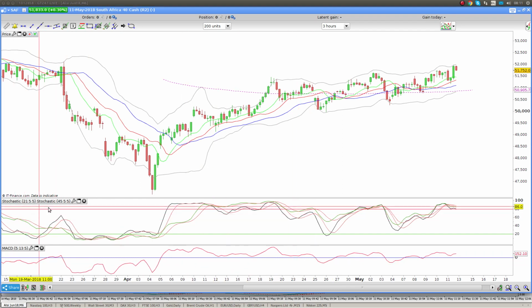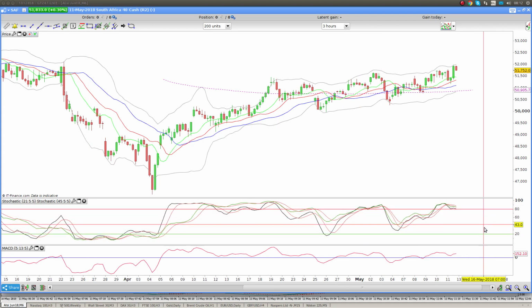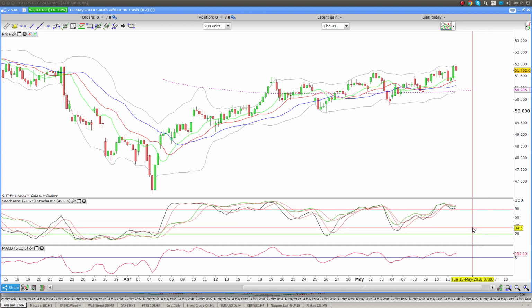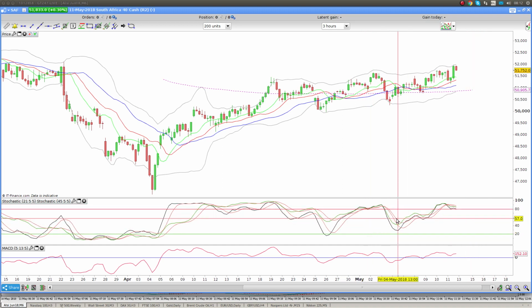I then have two stochastics. I have a slow-moving stochastic at 45, 5, 5 settings, and a fast-moving stochastic at 21, 5, 5 settings. What I'm looking for in the stochastics is a grouping like that, like that, like that. The groupings need to be over or on the 80, or under or on the 20. Those two lines within the stochastics. I'll show you now how I utilize that.